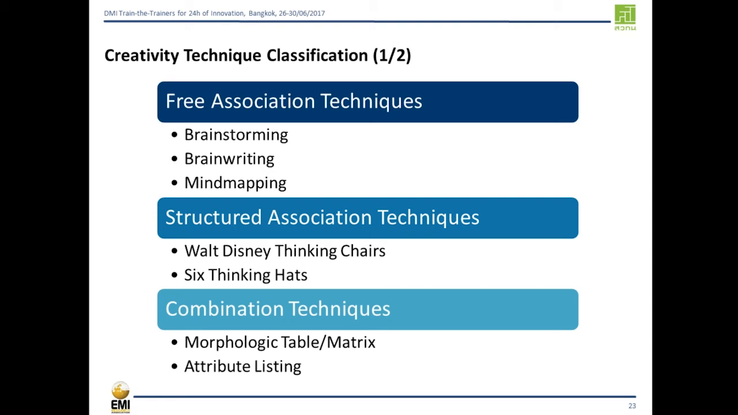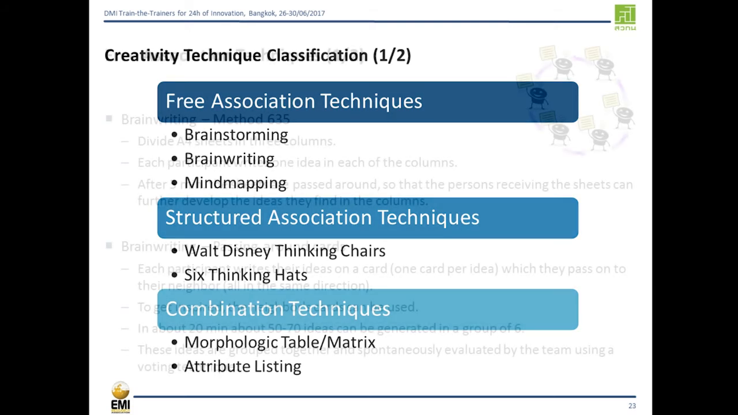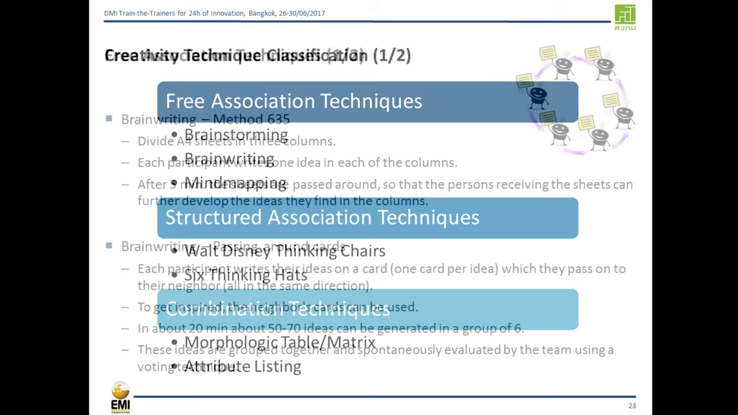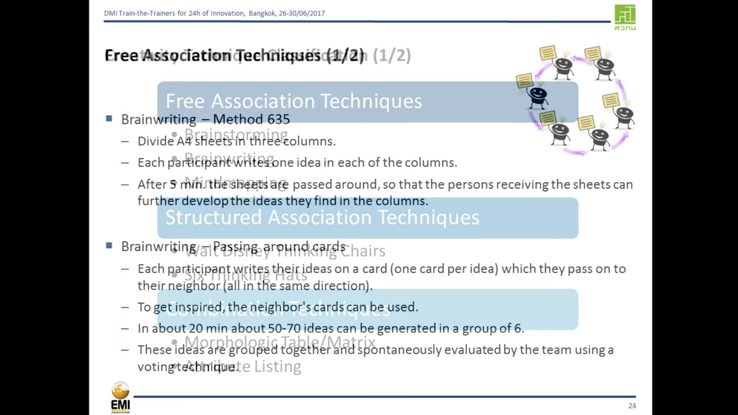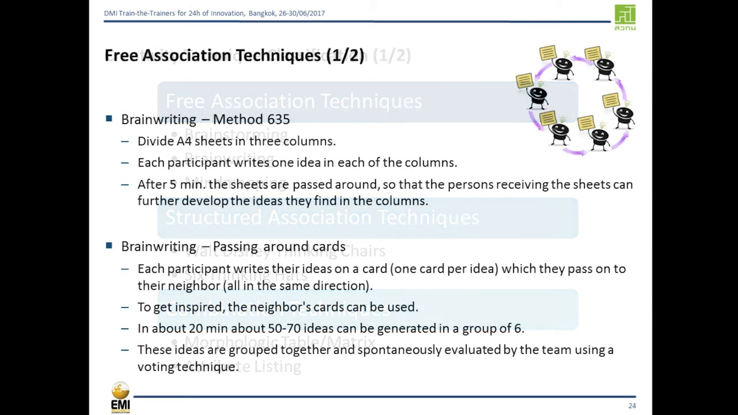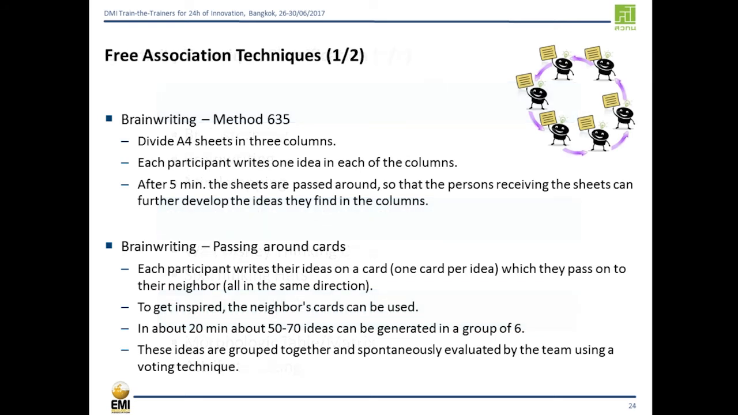So a first structure in here is given by the following categories. Here we have so-called free association techniques, where we don't have any sort of structure in order to associate ideas to each other to create clusters, as opposed to more structured association techniques. And then we have combination techniques, where we try to combine different keywords, different methods, functions, in order to come up with something new, something creative.